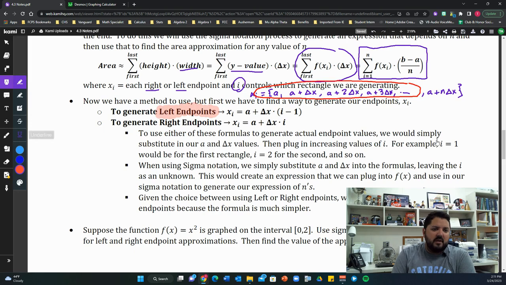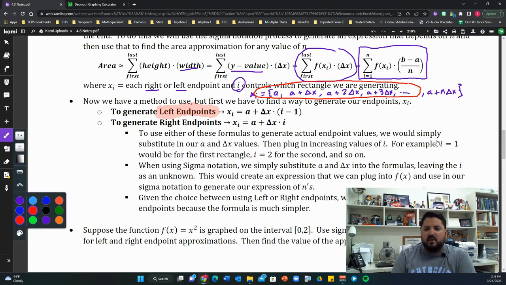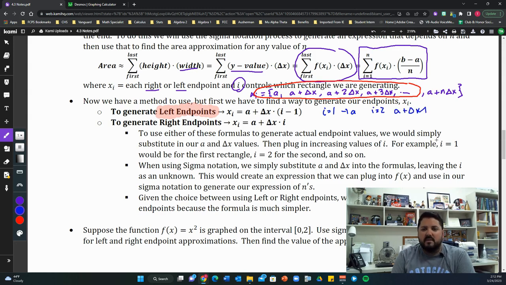If you really think about that formula, what it says is that when i equals 1, if I stick 1 in here, well, 1 minus 1 is 0, delta x times 0 is 0, and a plus 0 really equals a. Then when i equals 2, I would get a plus delta x times 1, or that second one. So this formula is just a way of creating this list of values. But we have to have this in order to work with this new notation inside of sigma.